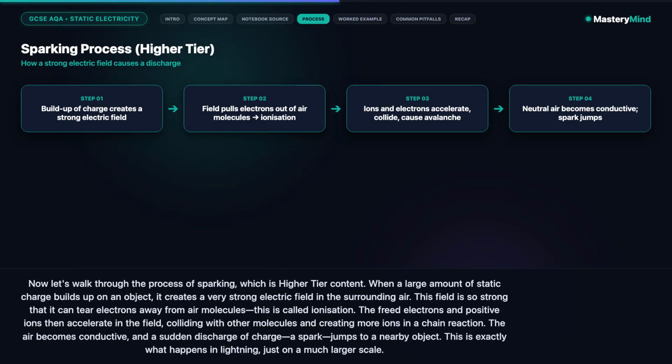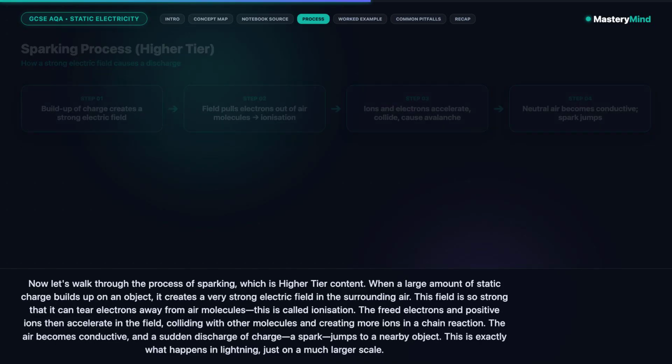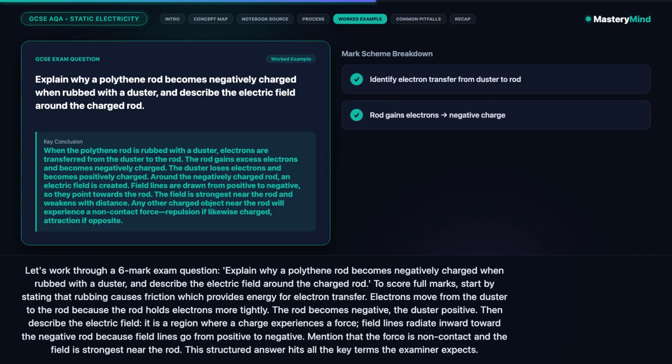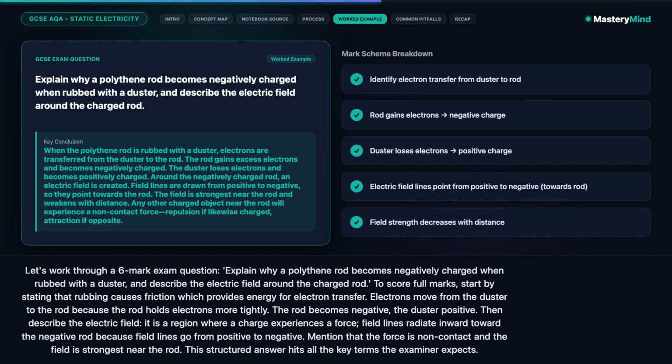The air becomes conductive, and a sudden discharge of charge, a spark, jumps to a nearby object. This is exactly what happens in lightning, just on a much larger scale. Let's work through a 6-mark exam question: explain why a polythene rod becomes negatively charged when rubbed with a duster, and describe the electric field around the charged rod.